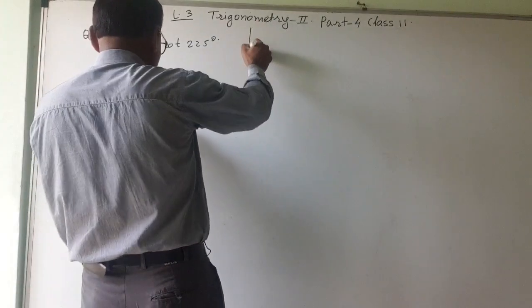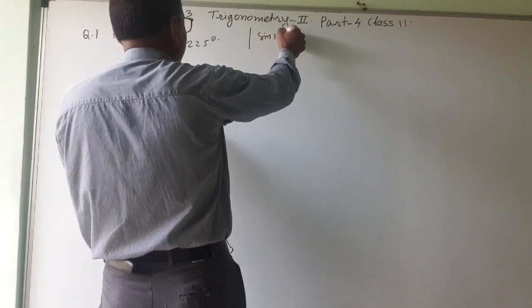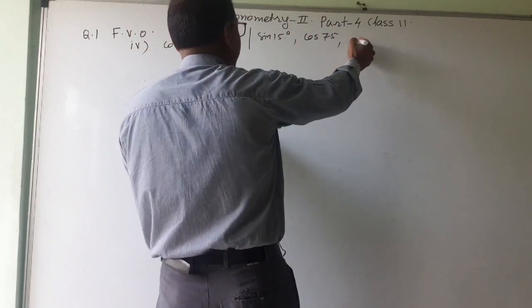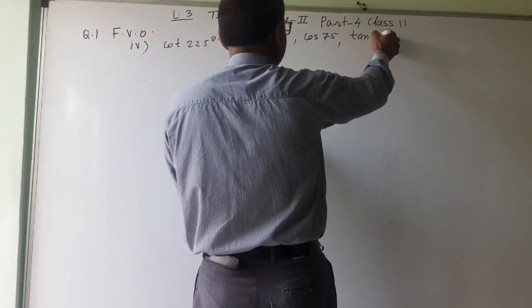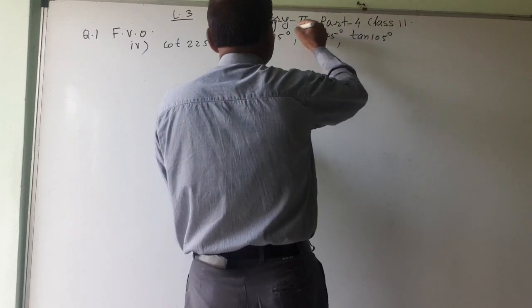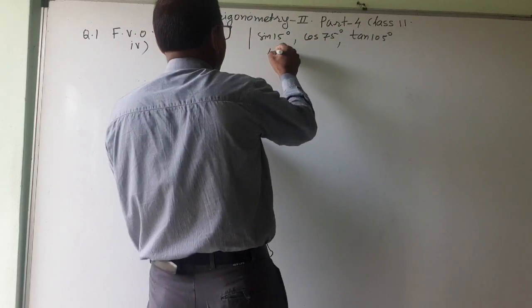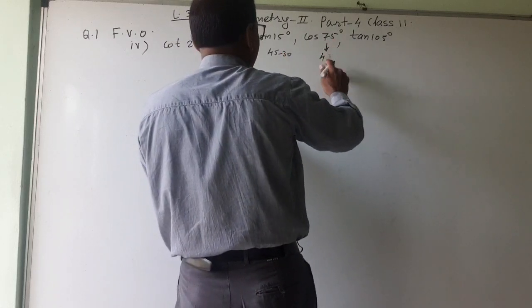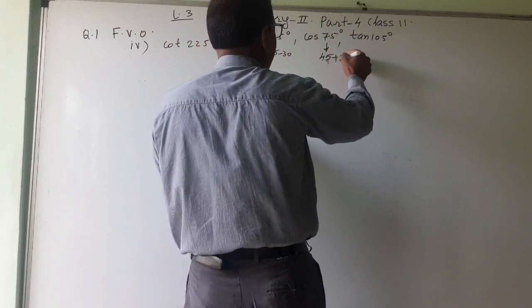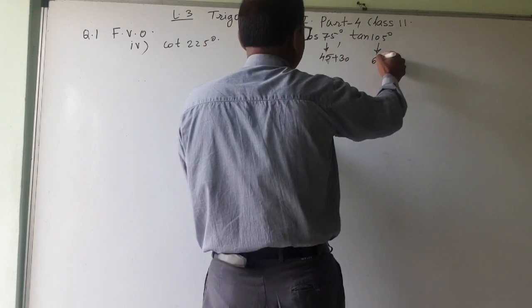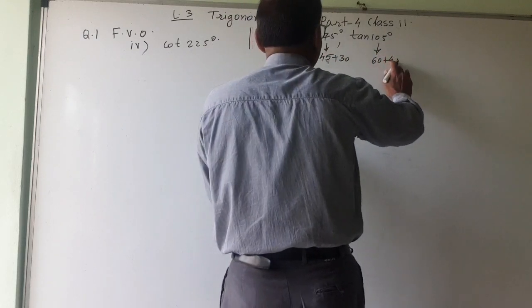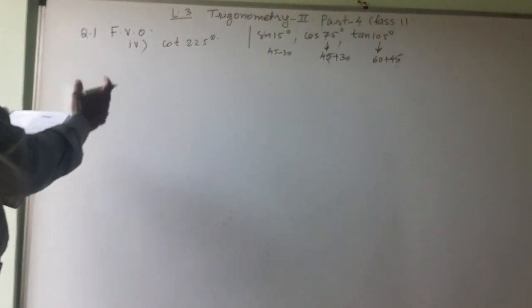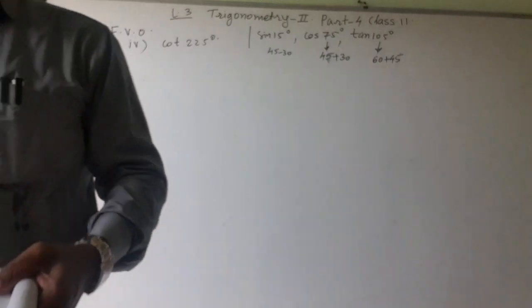For homework you take sine 15, cos 75 and tan 105. That you can solve. This is 45 minus 30. This is 45 plus 30. And this is 60 plus 45. This way you split up and you can do this. So that I will leave to you. But this is a somewhat different sum that I want to tell you.